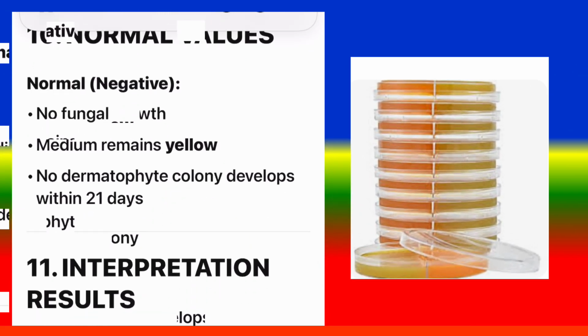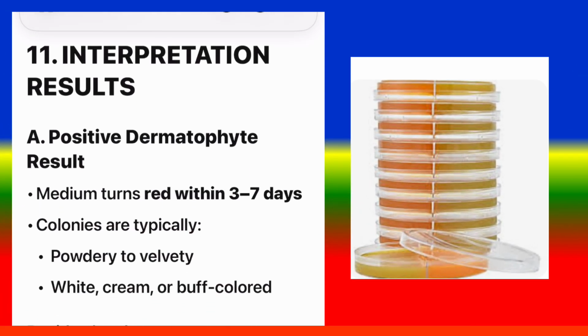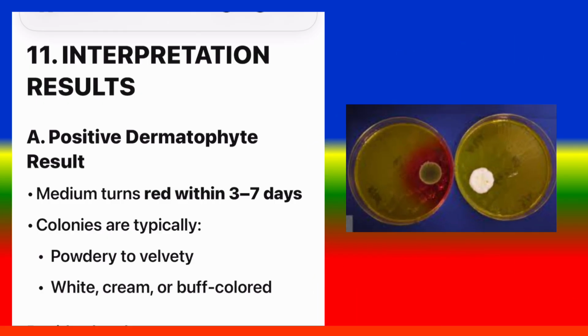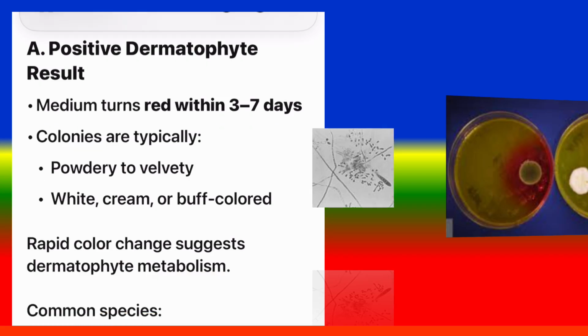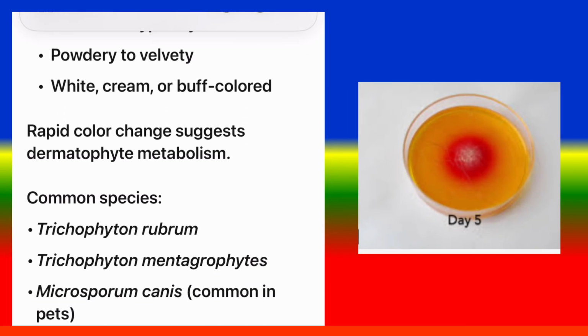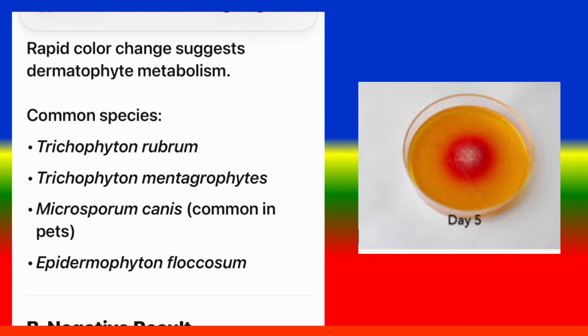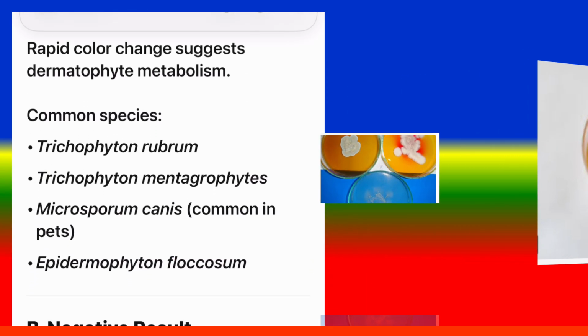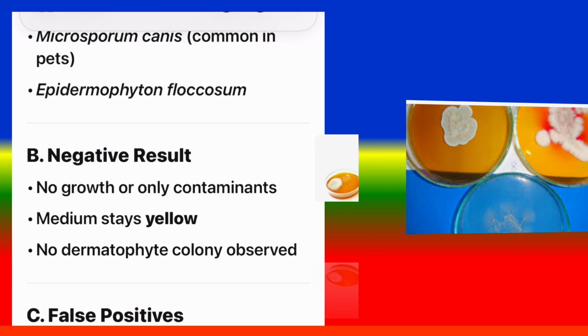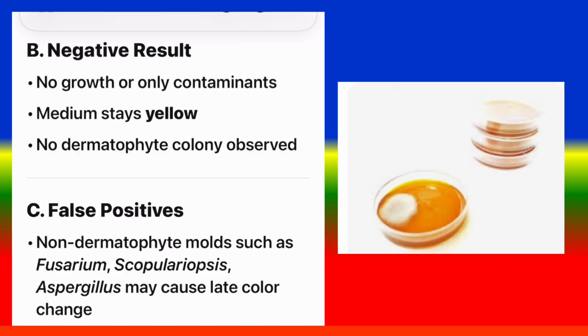Number 11. Interpretation of results. A. Positive dermatophyte result. The medium turns red within 3 to 7 days. Colonies are typically powdery to velvety, white, cream, or buff-colored. Rapid color change suggests dermatophyte metabolism. Common species: Trichophyton rubrum, Trichophyton mentagrophytes, Microsporum canis, common in pets, and Epidermophyton floccosum. B. Negative result: no growth or only contaminants.